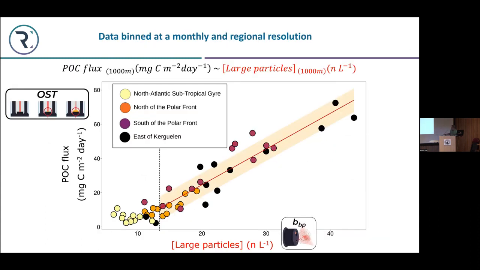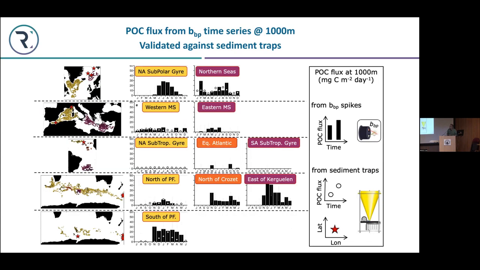We end up with such a relationship where the large particles are a function of the flux, and for monthly flux for 4 regions: North Atlantic subtropical gyre, north of the polar front, south of the polar front, and east of Kerguelen. And then after, we apply this method to the whole data set of BGC Argo drift with the spikes, and we compare with the sediment trap data that we had at 1,000 meters.